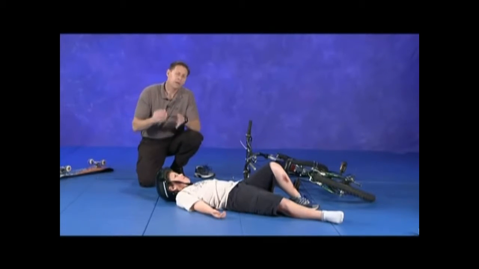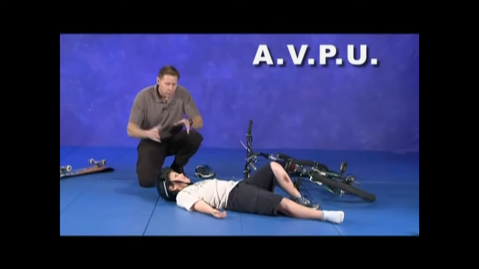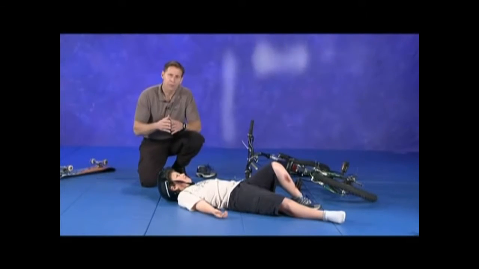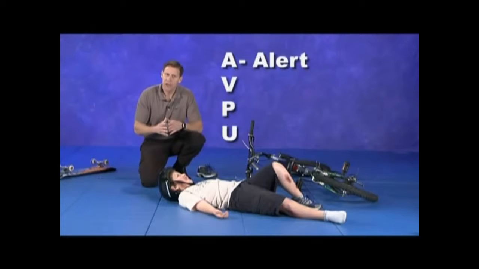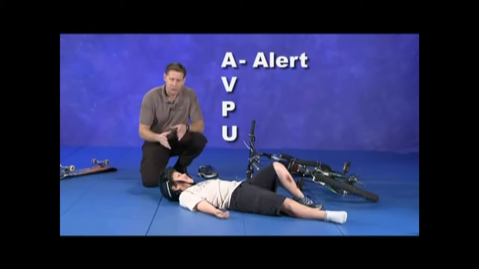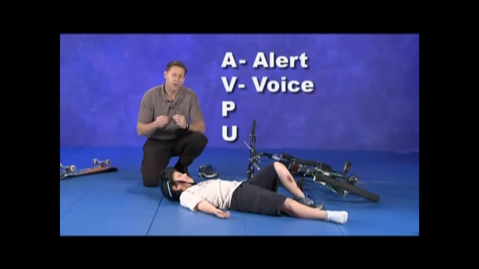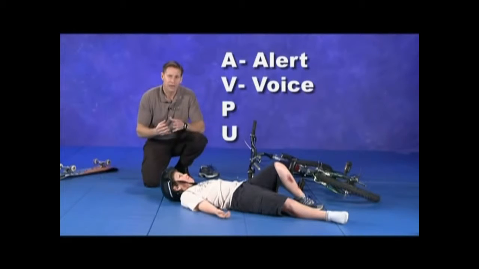So in this case, we look at something called AVPU. When we walk up to somebody, AVPU, the A stands for: are they alert? So if I go up and I see this person and I introduce myself and they talk to me, they're alert. V is, do they have response to voice? Maybe they don't acknowledge me, but when I talk, they can move around.